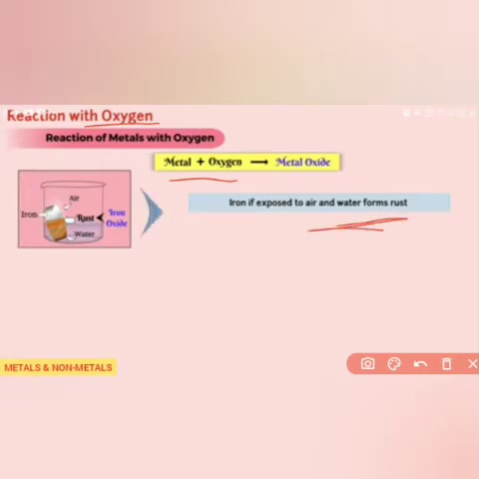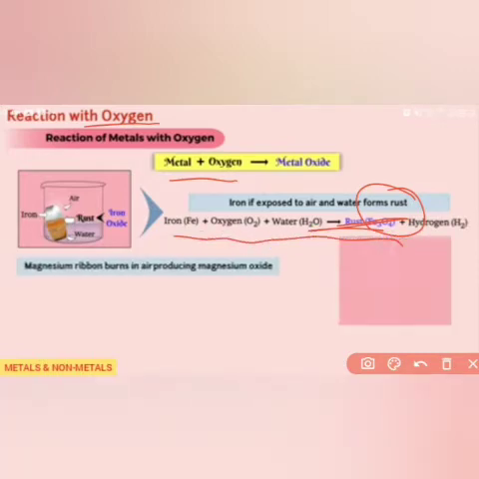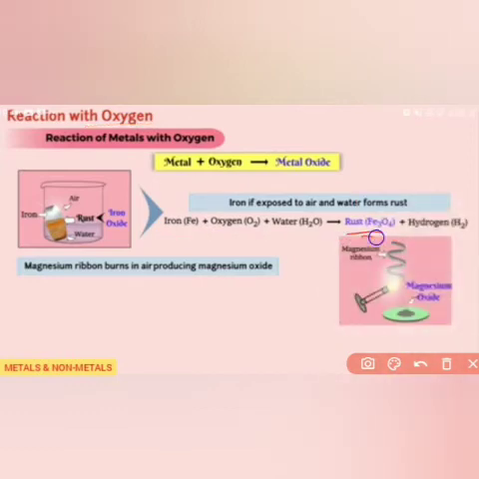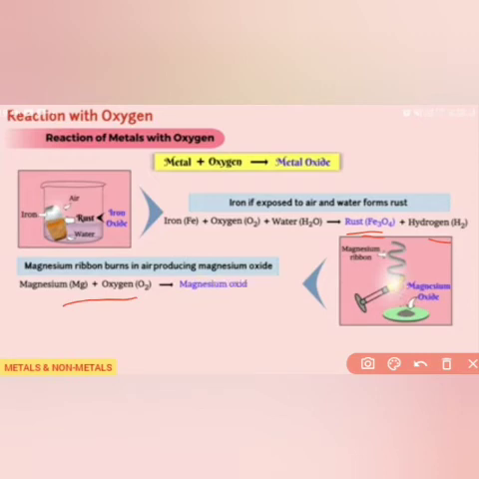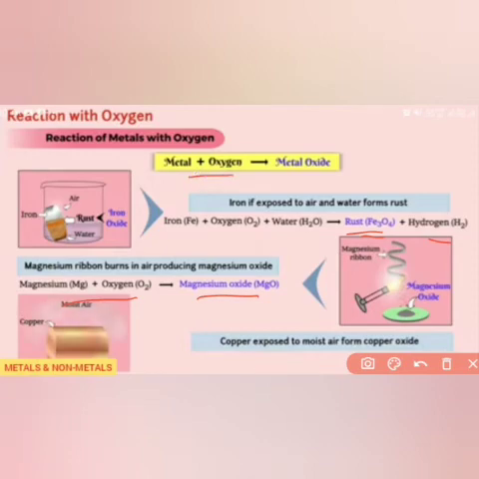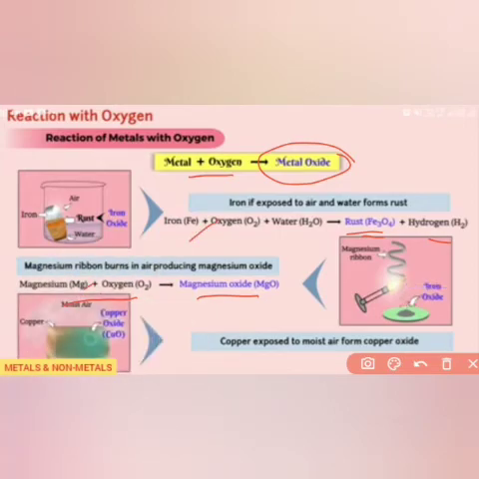You know that if you place your cycle or any iron object in the water, what happens? Rust is formed on that thing. That reaction is written here. Iron, when it reacts with oxygen and water present in the atmosphere, gives rust and hydrogen. Similarly, magnesium ribbon, when it reacts with oxygen, results in magnesium oxide. It means all metals when they react with oxygen form their oxide. Two examples I have shown you: first one was iron and second one is magnesium.